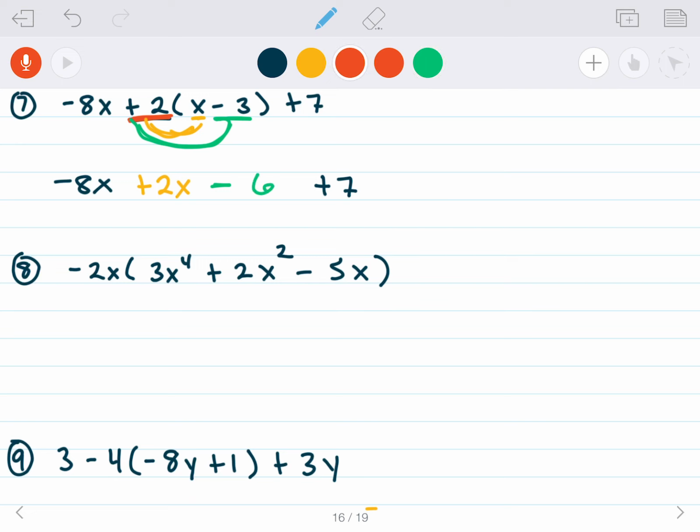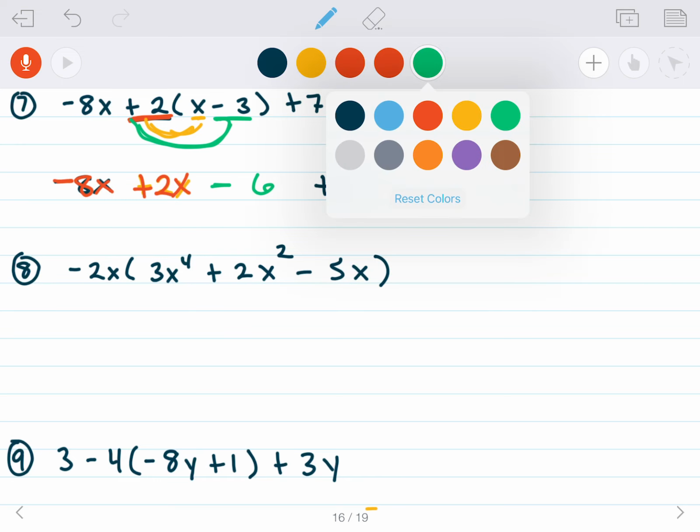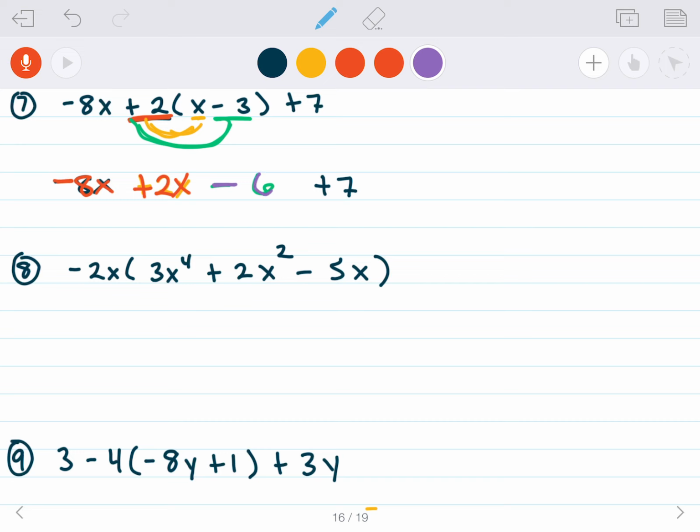Okay? Now I have like terms. I have a negative 8x that matches with a positive 2x, and then I have a negative 6 that matches with a positive 7. Okay, combining these, negative 8 plus 2 is negative 6x. Negative 6 plus 7 is a positive 1. Okay, and that is my answer there.